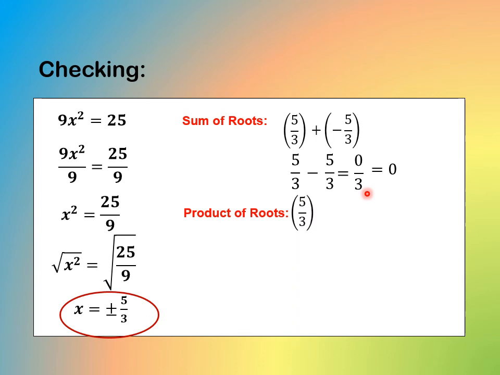For the product of roots, we need to multiply 5/3 by negative 5/3. Multiplying again, numerator times the numerator, denominator times the denominator. So 5 times negative 5 is equal to negative 25. 3 times 3 is equal to 9. So we have the product of roots of negative 25 over 9. This is our checking from earlier.